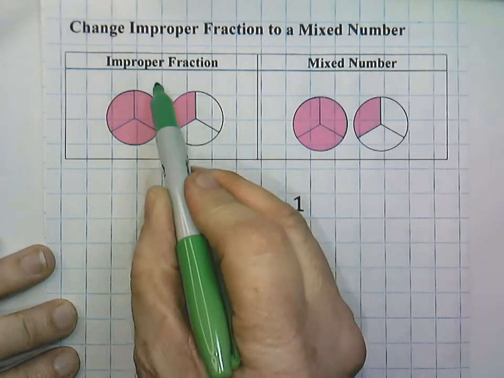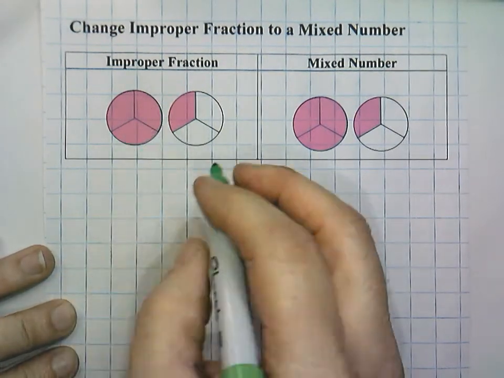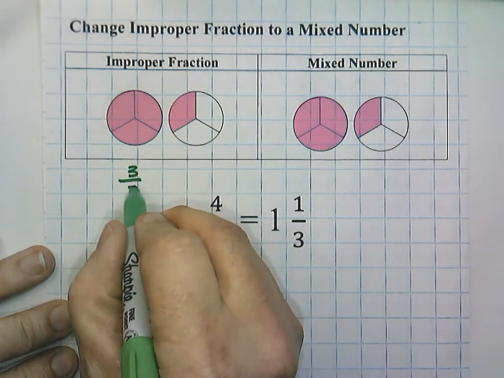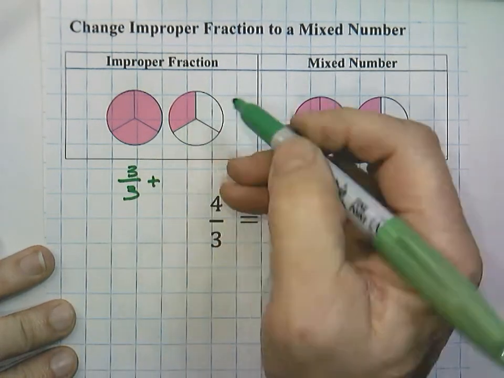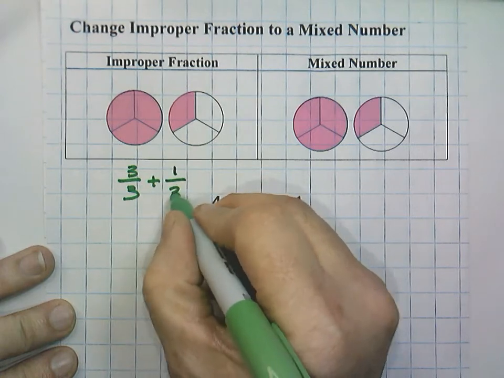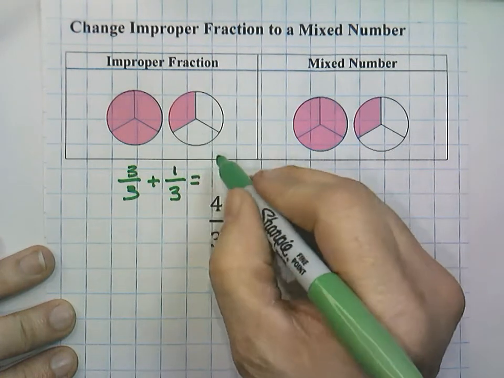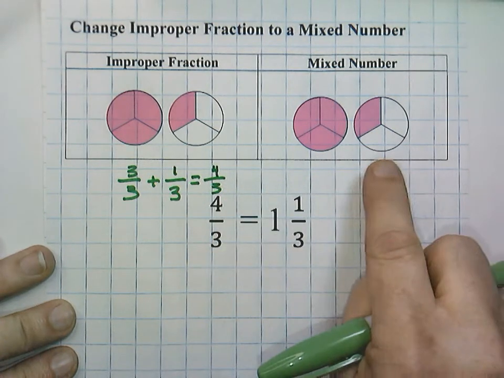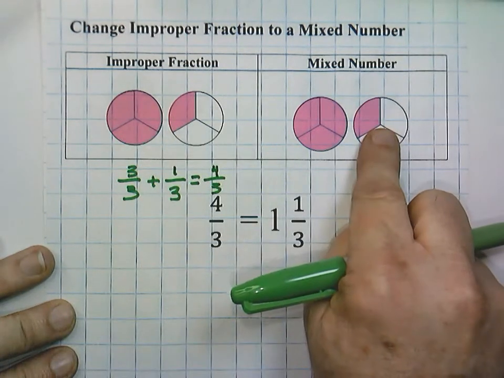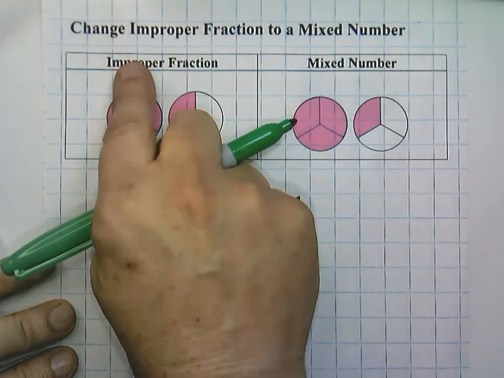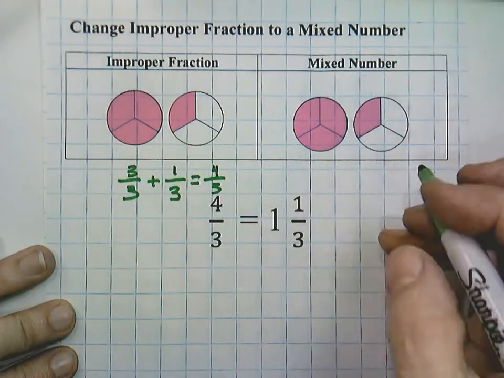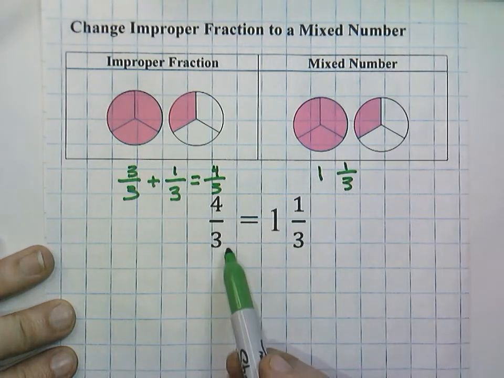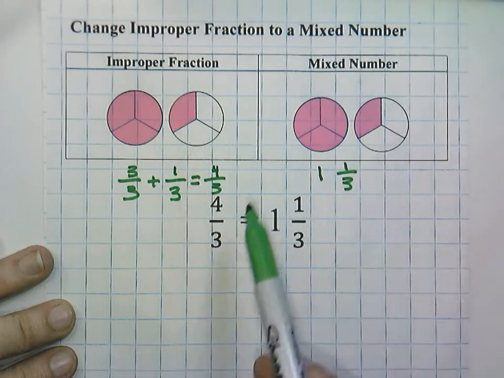So for example, if we wanted to express this improper fraction, this model here is 3/3 plus 1/3, which is equal to a total of 4/3, which we have written right here. This here is the same fraction, but instead of an improper fraction, we're calling it a mixed number. This would be your 1 whole, and this would be your 1/3. And you can see that they're equal. We can see it up here, and we can see it here.